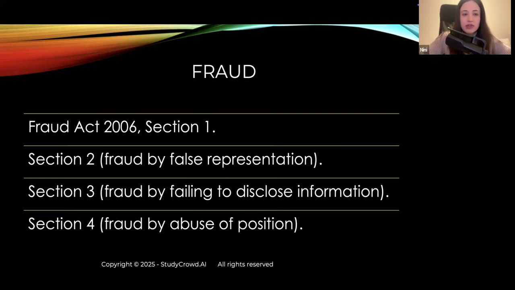So, Fraud Act 2006, Sections 1, 2, 3, and 4. Section 1 just points to Sections 2, 3, and 4, and it says that this section should be referred to for the different kinds of fraud that are set out in this statute.